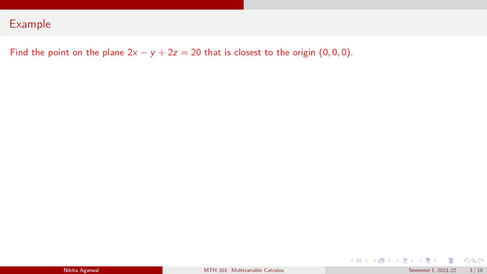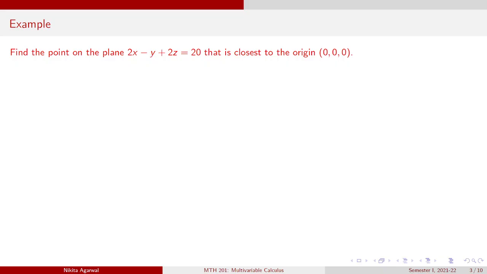Find the point on this plane 2x minus y plus 2z equal to 20 that is closest to the origin. Okay. So from geometry we know that the point that is closest to the origin on this plane is such that it'll form a perpendicular, right? It will be normal to the plane, right? So that way you can actually compute what that point is. You can also compute what the distance should be.